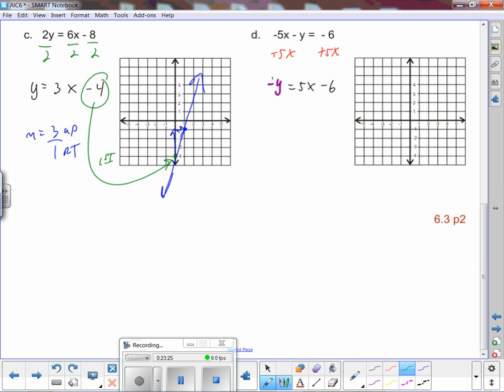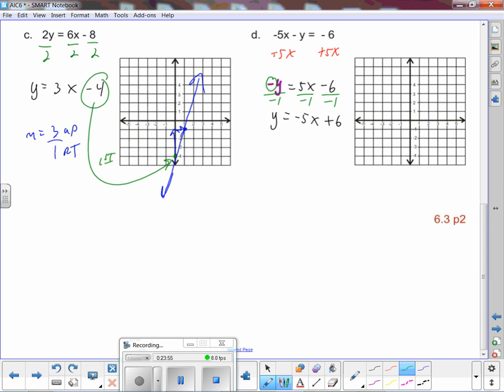And guys, if we change the sign of the y, what do we got to do on the other side? You got to change their signs. This is a negative 5x and a positive 6. If you wanted to do it by the work, you would divide everything by a negative 1. But do you see how that changes the sign of everything? So the positive 5x becomes a negative 5x. The negative 6 becomes a positive 6. So you can do the shortcut again when we need to change the sign.